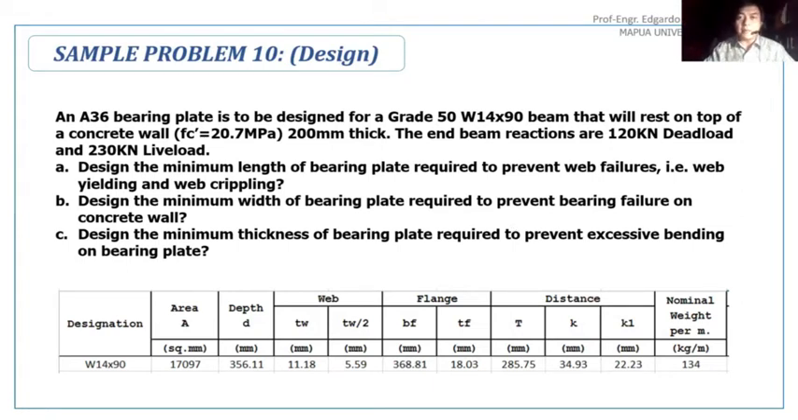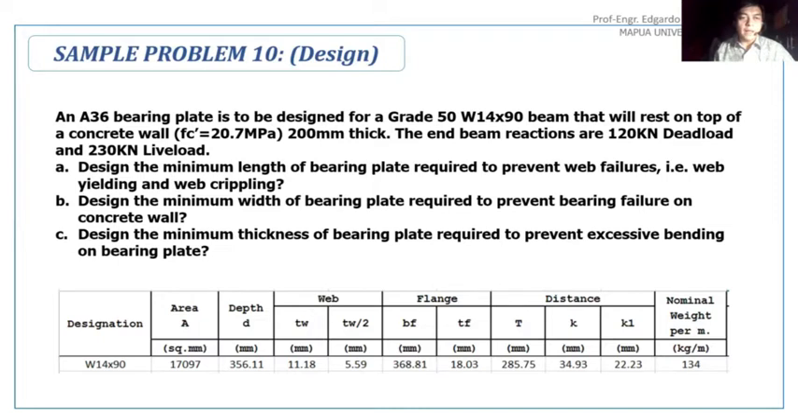So it was given in the problem that the concentrated load that we're going to consider in the design of the beam bearing plate is the beam reaction. Okay, so questions. Letter A, design the minimum length of bearing plate required to prevent web failures. That is web yielding and web crippling. Okay, so that is the L sub B.